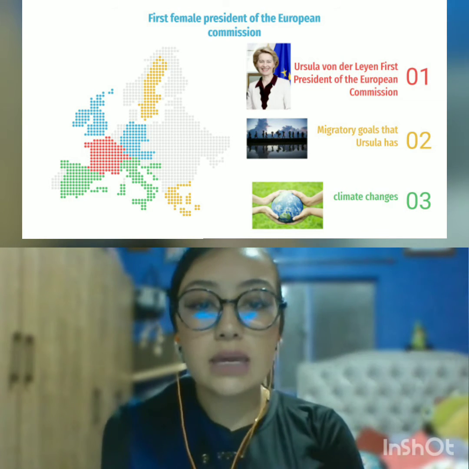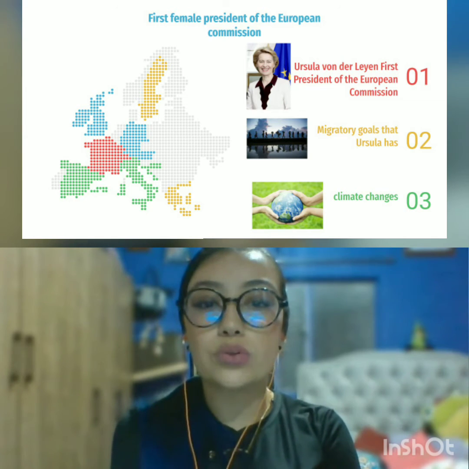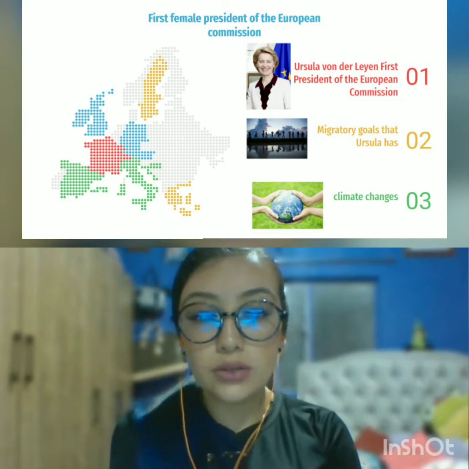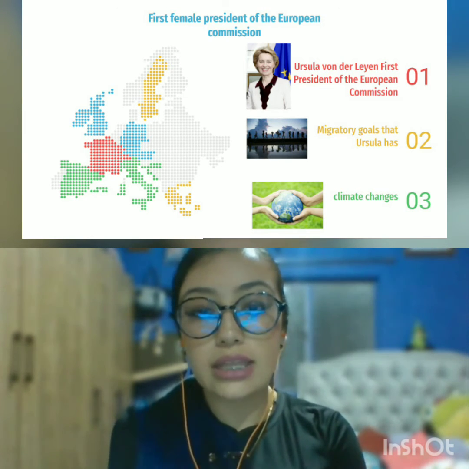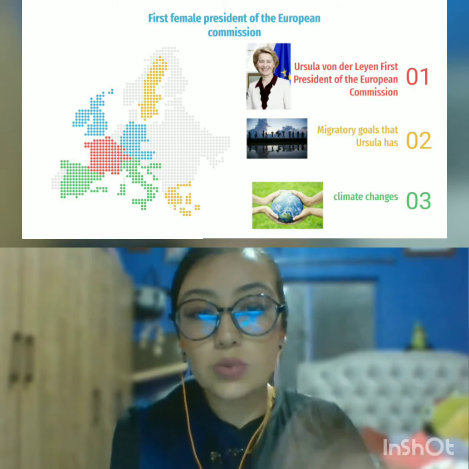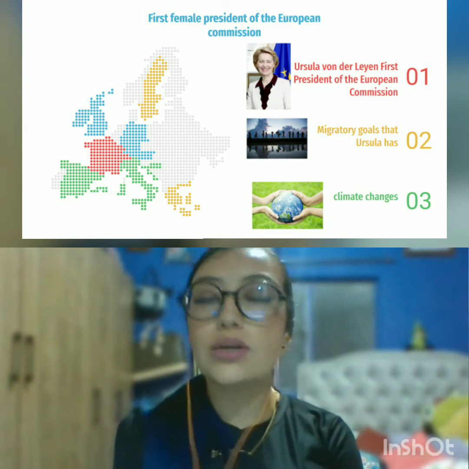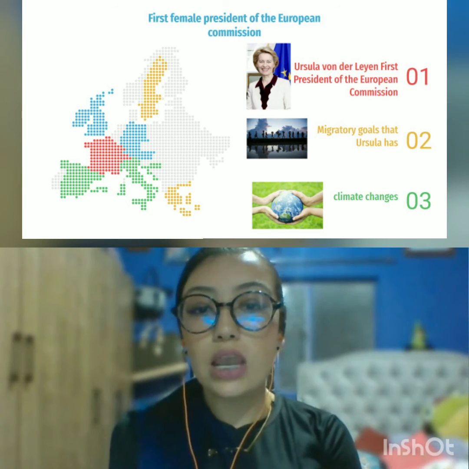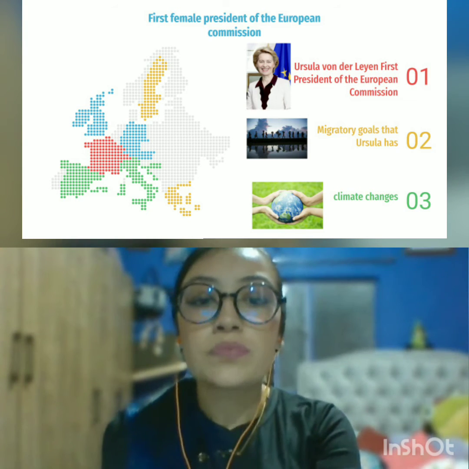The second part talks about the migratory goals that Ursula has. First, she promised to defend European democracy and said that she will seek to modify the current rules of the European Union in order to face the migration crisis that divides the continent, and to increase Frontex to 10,000 employees. This measure will allow better control of access to the European Union.